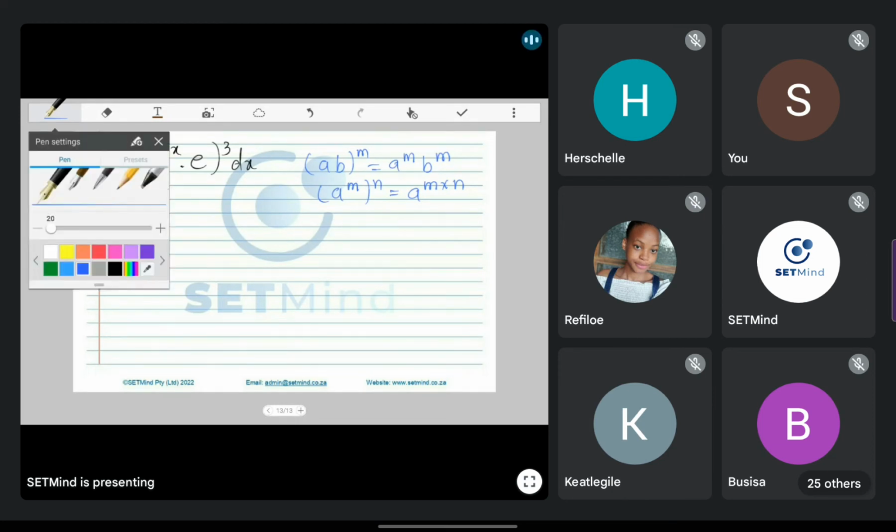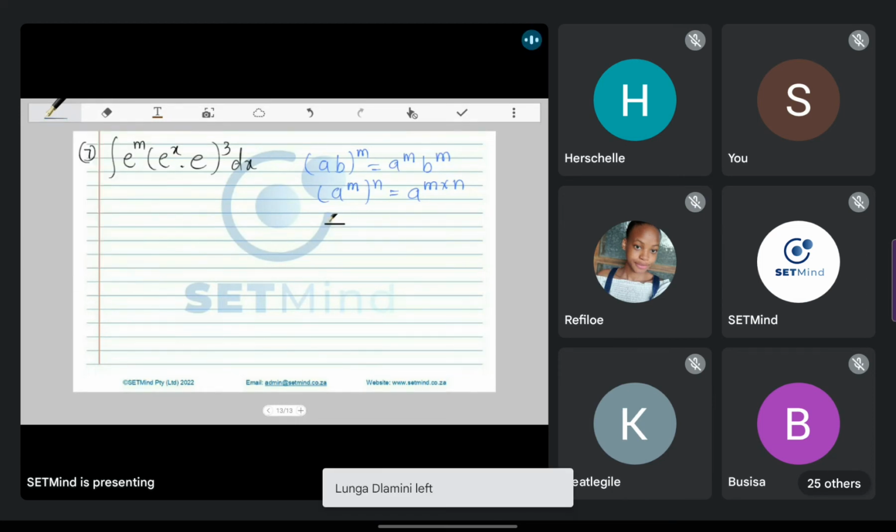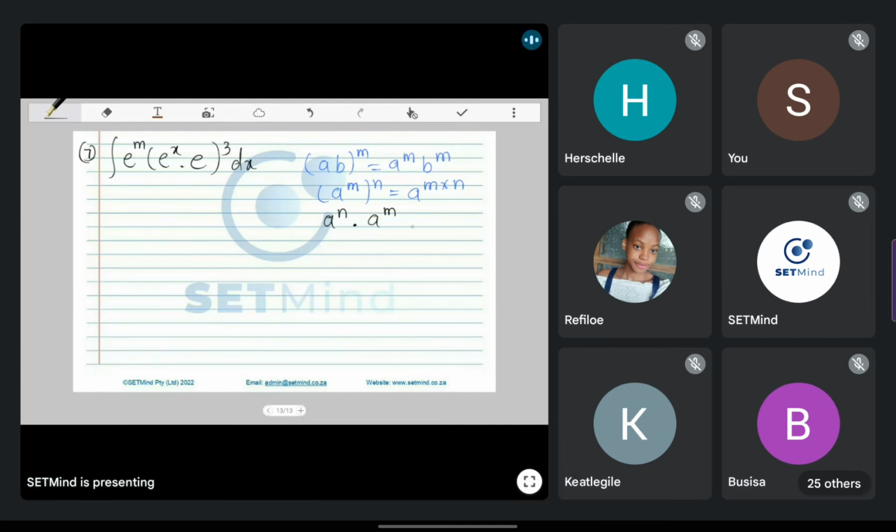And also we know that a to the power of n times a to the power of m, same basis, they multiply, we add exponents as m. We have a to the n divided by a to the m, a to the n minus m. So this is nothing new. So let's deal with this integral, which is trying to look fancy.